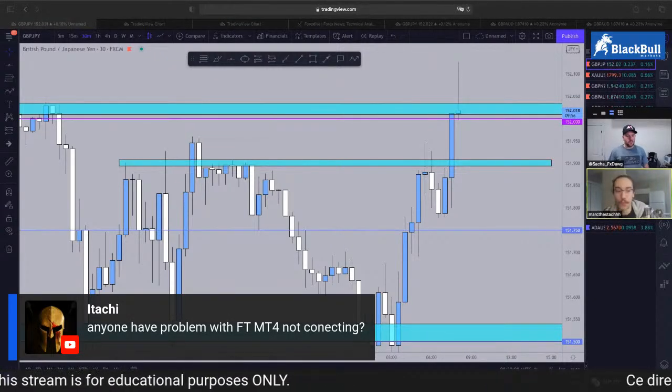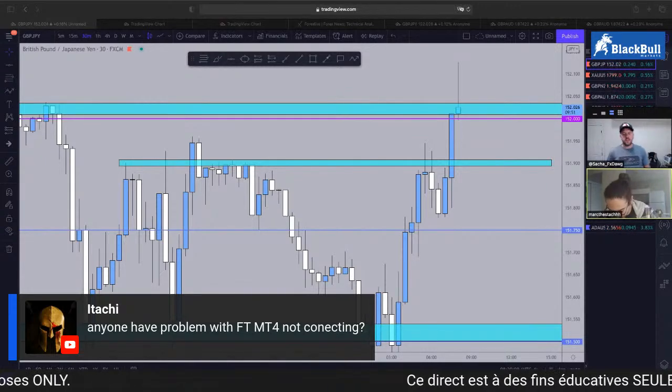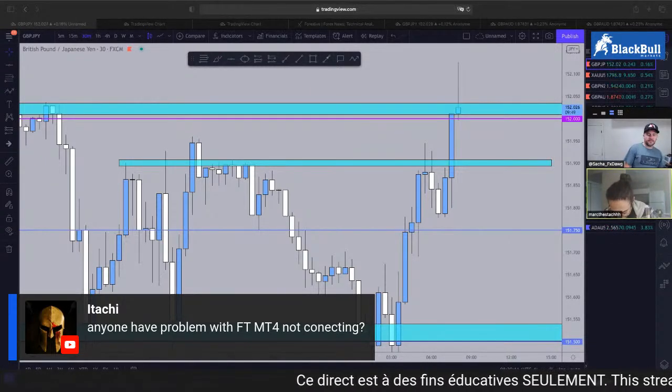Anyone have a problem with FTMT4 not connecting? Funding accounts MT4? I don't know. I'm not using it.